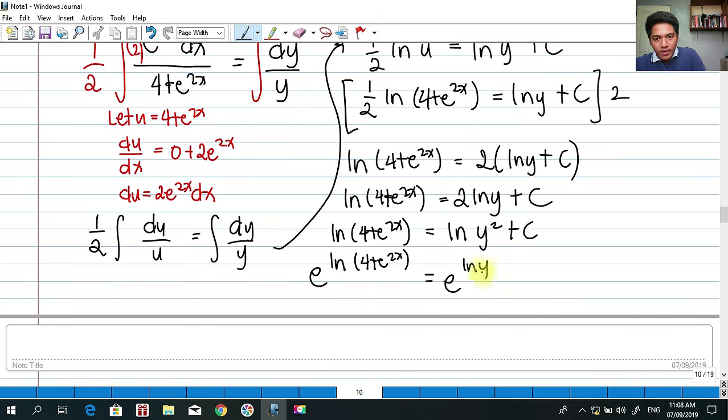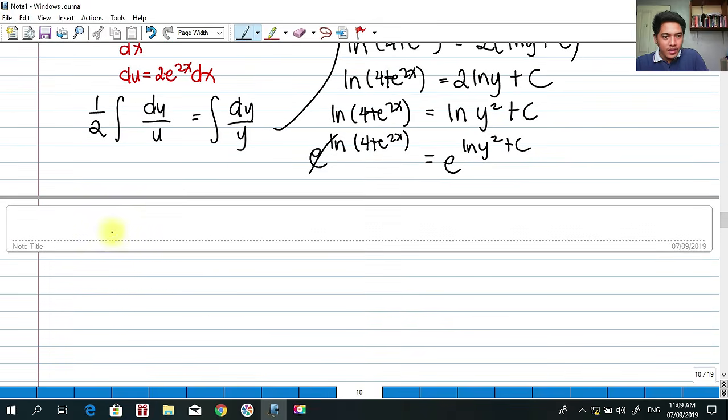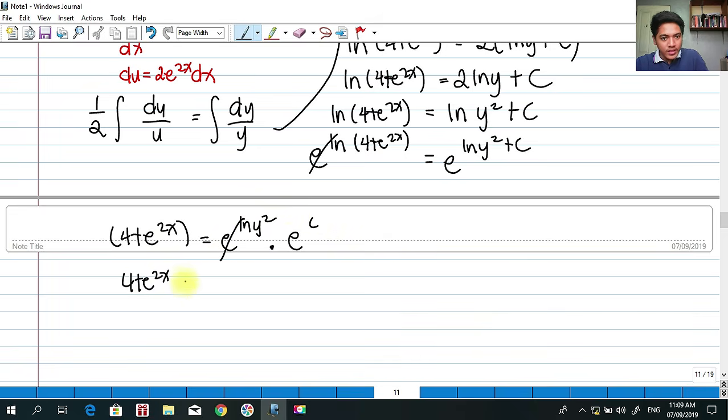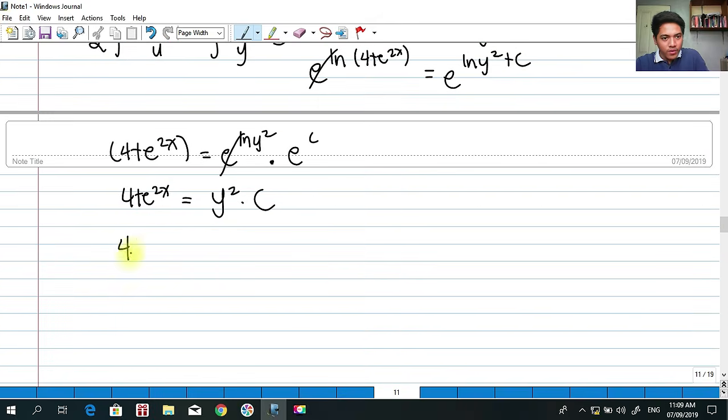So we have ln of y squared plus c, so this should be cancelled. Whatever is left is the answer. 4 plus e raised to 2x is equal to, this side can be written by laws of exponent again as this. So we have 4 plus e raised to 2x cancelled. So we have y squared, and e raised to c is simply equal to c. So we have an answer that is 4 plus e raised to 2x is equal to c y squared.